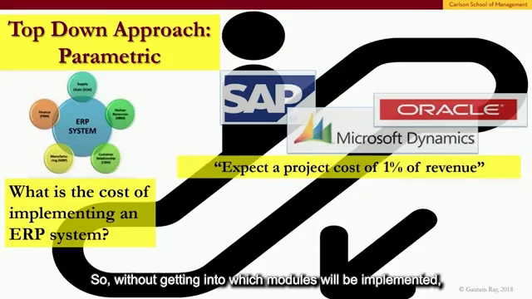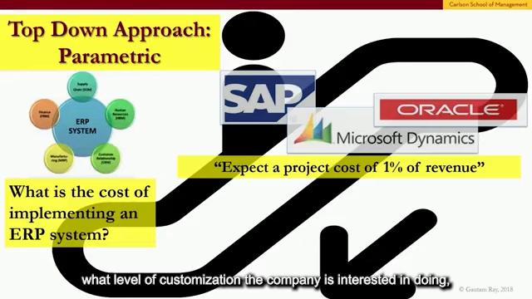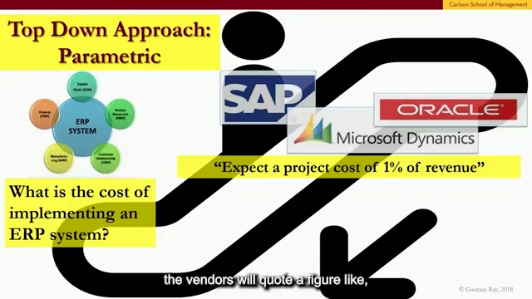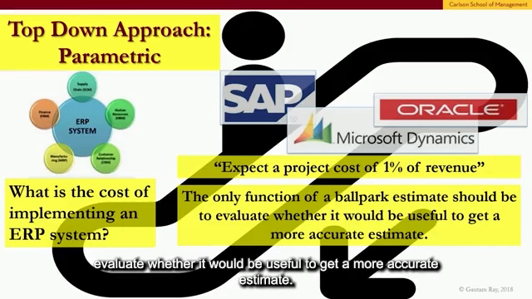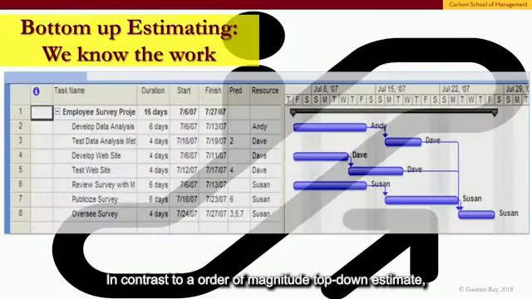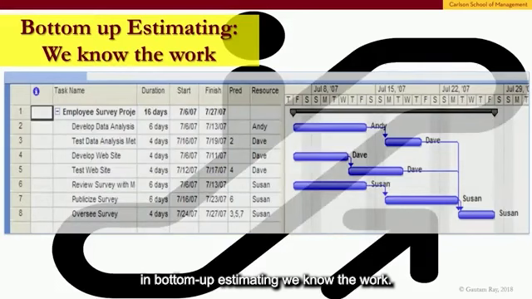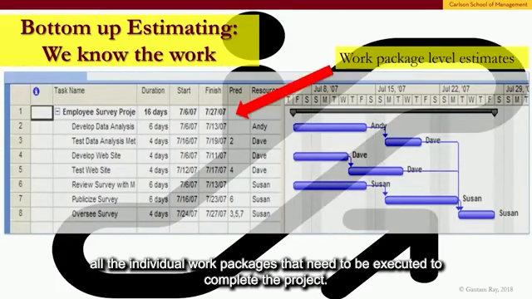So without getting into which modules will be implemented, or what level of customization the company is interested in doing, the vendors will quote a figure like assume about 1% of revenue. The only function of a ballpark estimate should be to evaluate whether it would be useful to get a more accurate estimate. In contrast to an order of magnitude top-down estimate, in bottom-up estimating, we know the work. That is, we know all the individual work packages that need to be executed to complete the project.